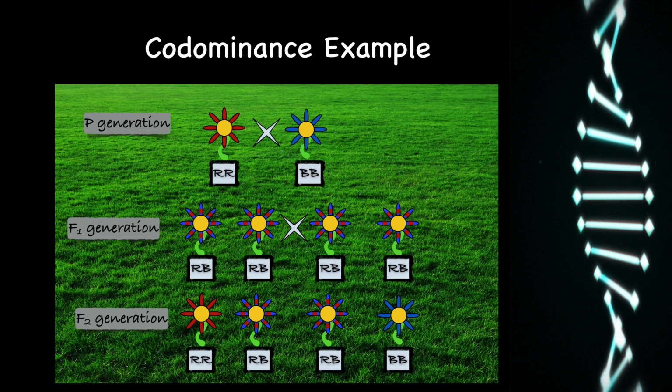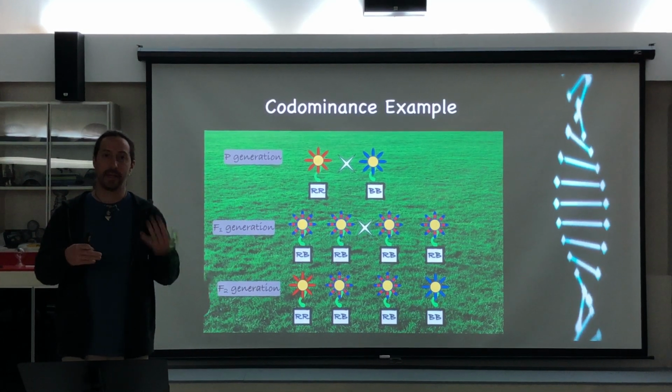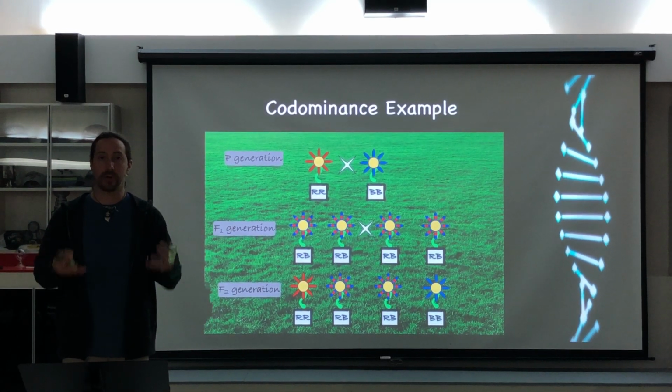That's simple when you're looking at the difference between incomplete dominance and codominance. With incomplete dominance, remember, they mix. With codominance, one shows up and the other one shows up as well. They both show up equitably.